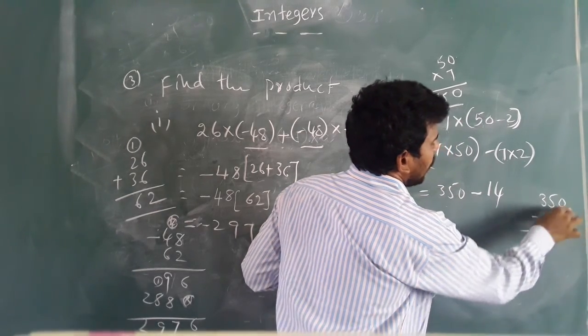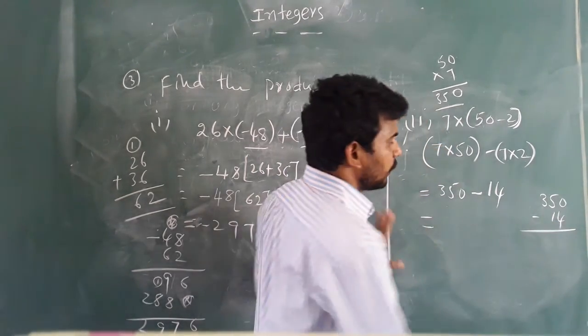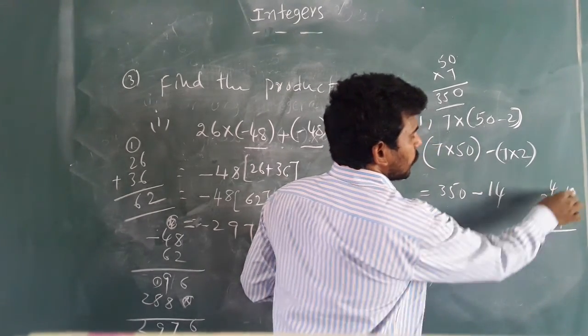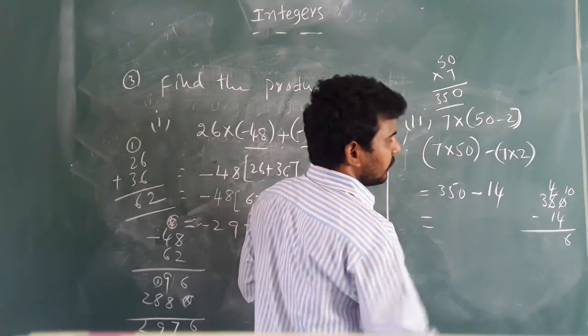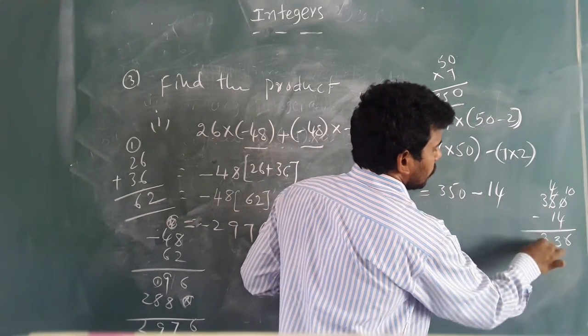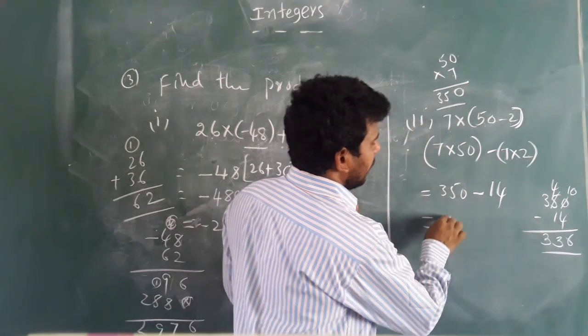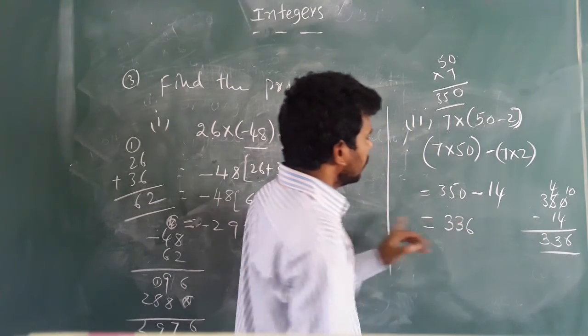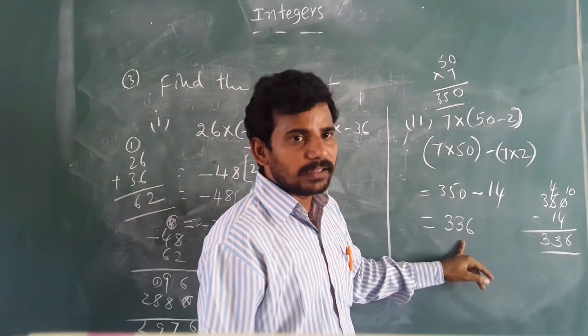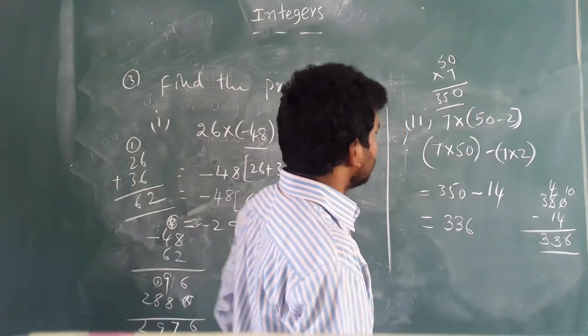0 minus 4, it's not possible. So borrow here 10. Here 4. So 10 minus 4, 6. Here 4. 4 minus 1, 3. Bring down 3. What is this value? 336. So 350 minus 14 value is 336. Now third problem.